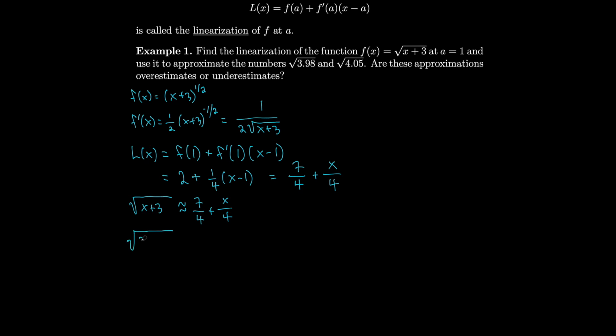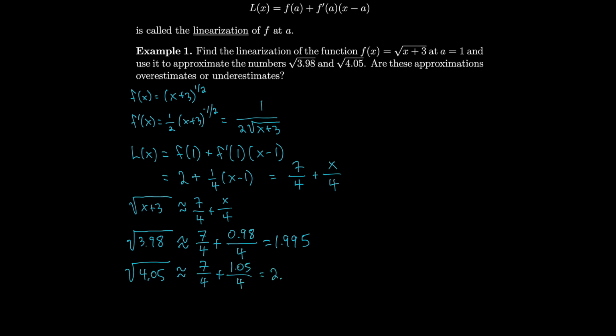So we want to do this for 3.98. So that's 7 over 4 plus 0.98 over 4, which is 1.995. If we want to do it for 4.05, that's 7 over 4 plus 1.05 over 4, which is 2.0125.